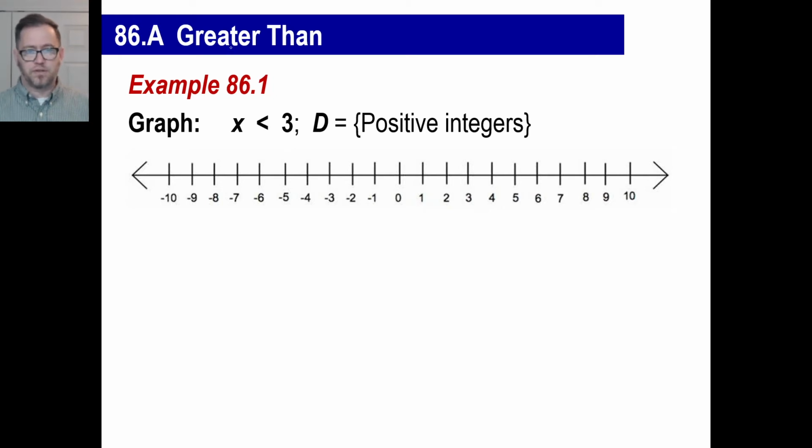We're going to graph this, and it's going to be x is less than 3, and we are allowed to use positive integers. Well, if we're allowed to use positive integers, in other words, the domain is positive integers, less than 3 means this. That's going to be here, and it's going to be here, and that is it for the positive integers. You can't keep going because 0, -1, and so on are not positive integers. So we're not allowed to use reals, just positive integers.